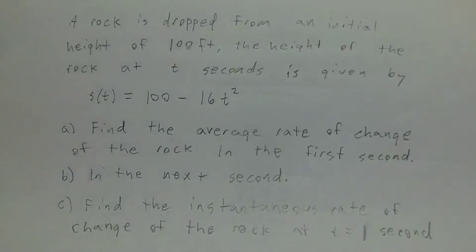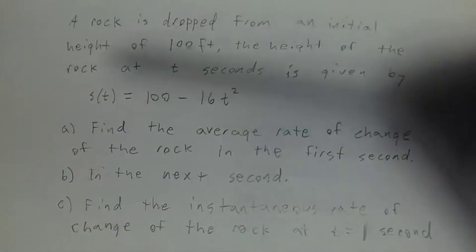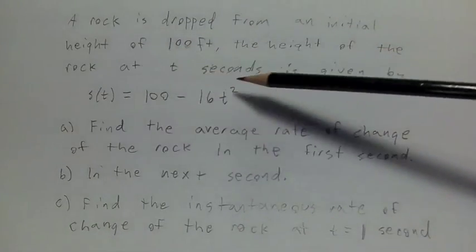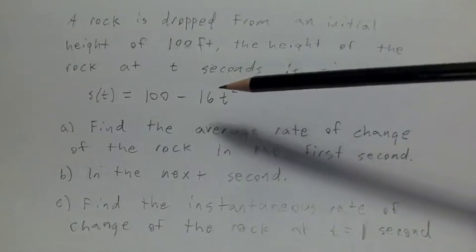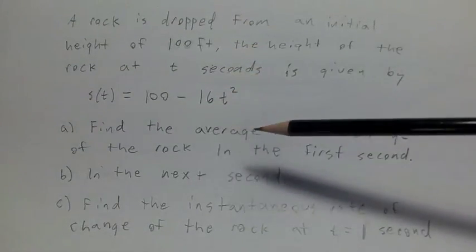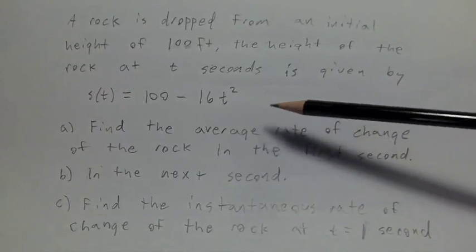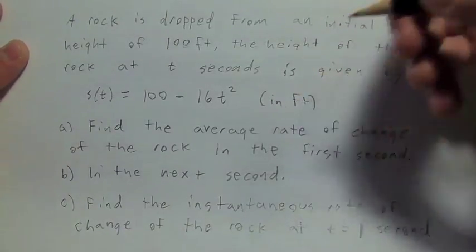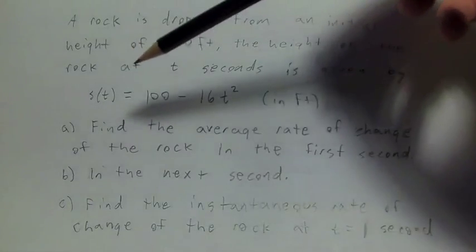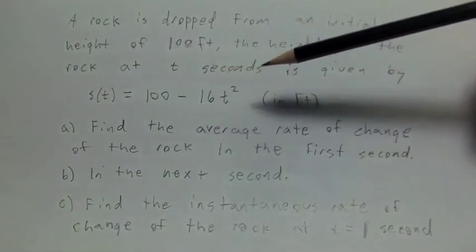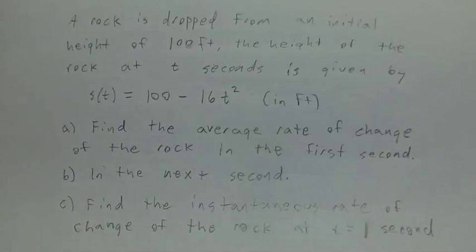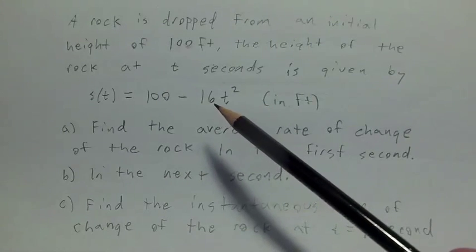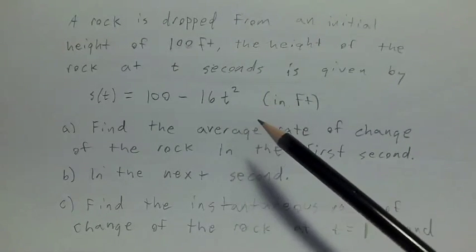So I'm going to start with just a very simple physics problem here. A rock is dropped from an initial height of 100 feet, and the height of the rock in feet at t seconds is given by s of t equals 100 minus 16t squared. Those of you who know your basic physics, you know that that 100 is your initial height, and the negative 16t squared, that's basically your gravity term. Right?